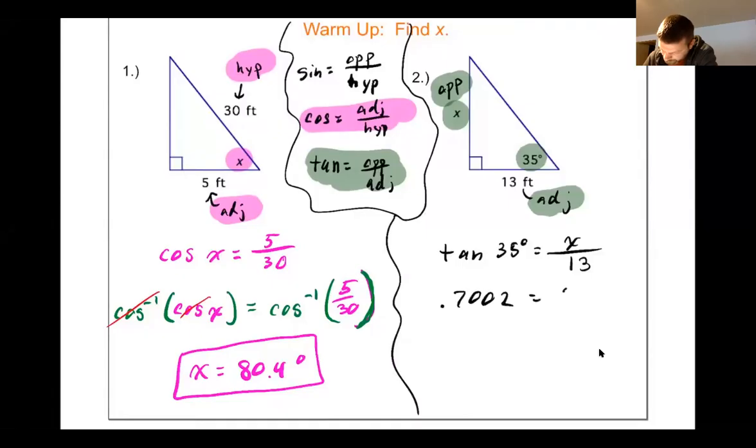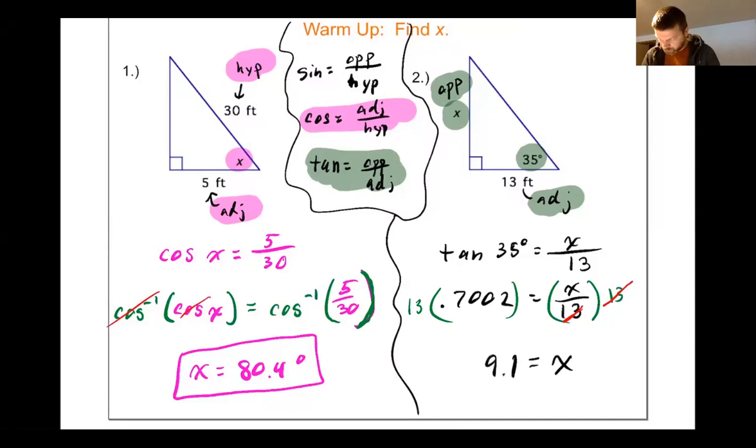0.7002 equals x over 13. So to get that x by itself, we got to multiply both sides by 13. Those x's cancel out, and I get x by itself. And 13 times 0.7002 is about 9.1. Oh, and that was measured in feet because it's a distance. The other x was measured in degrees because it was an angle. There it is. All right, so that's stuff we have been doing.